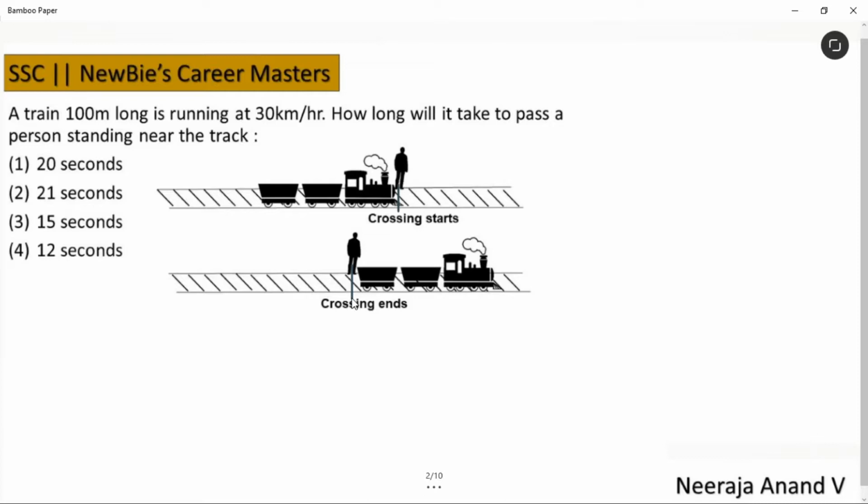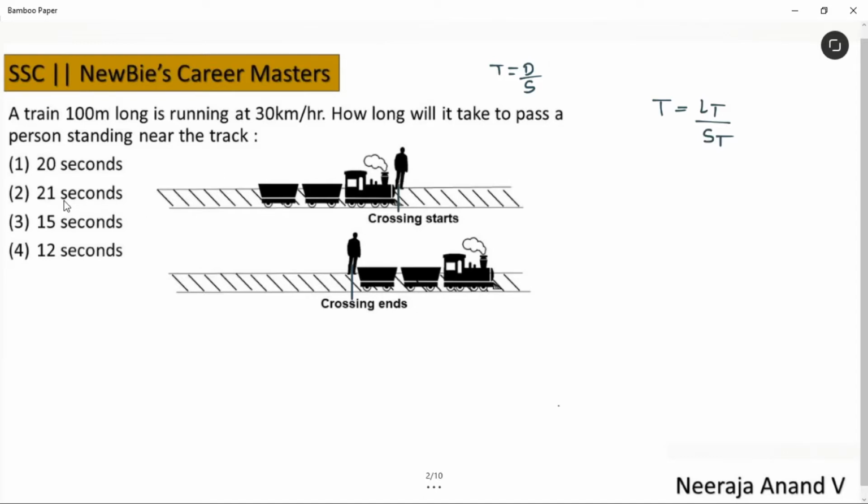No, very simple. Whenever the train is crossing a stationary object, where you can neglect the length of the object compared to the train length, the formula is very simple. We know the time formula is distance by speed, correct? As we discussed now, to cross this man, the train has to cover its own length, correct? So here, time taken to cross the man is equal to length of the train divided by speed of the train. Very simple.